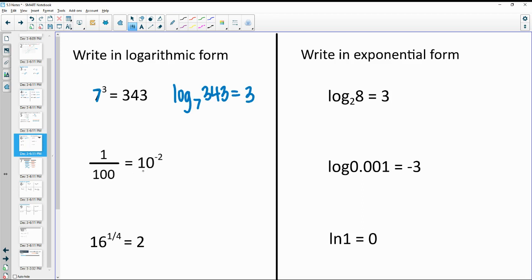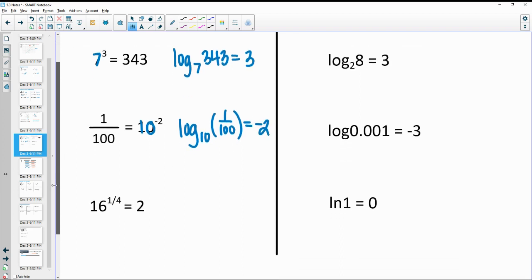Here, look for the exponential portion. So the exponential portion is 10 to the negative 2. So that's going to give us our base for our log. So log base 10 of the output. So log base 10 of 1 over 100 is equal to the exponent, or negative 2.